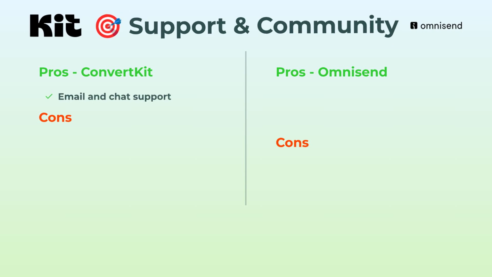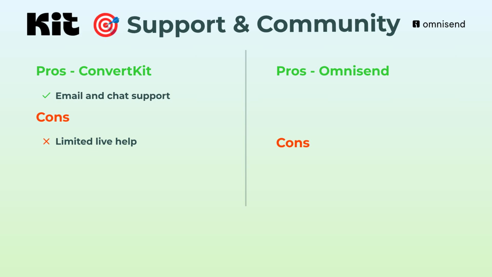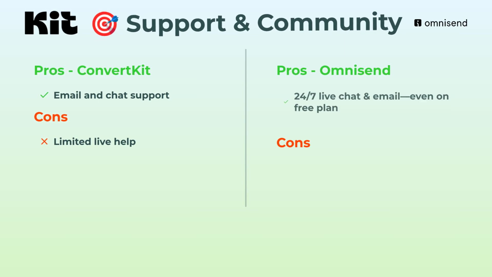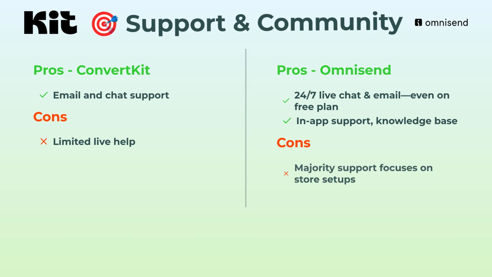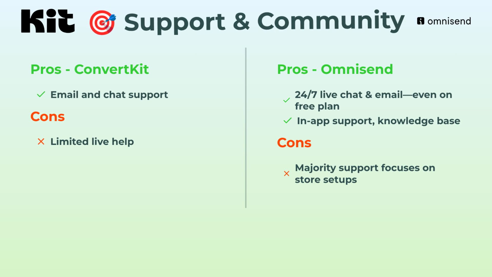Last but not least, support and community. So ConvertKit gives you email and chat support, which is cool, but there's not much live help going on. It's sort of like texting a friend and waiting for them to reply. Omnisend, though? Oh, and here's something cool. They offer 24/7 live chat and email, even on the free plan. In-app support, beefy knowledge base, the works. Most of the support is focused on store setups, but honestly, that's perfect if you're an e-com brand. For this, Omnisend takes the win.